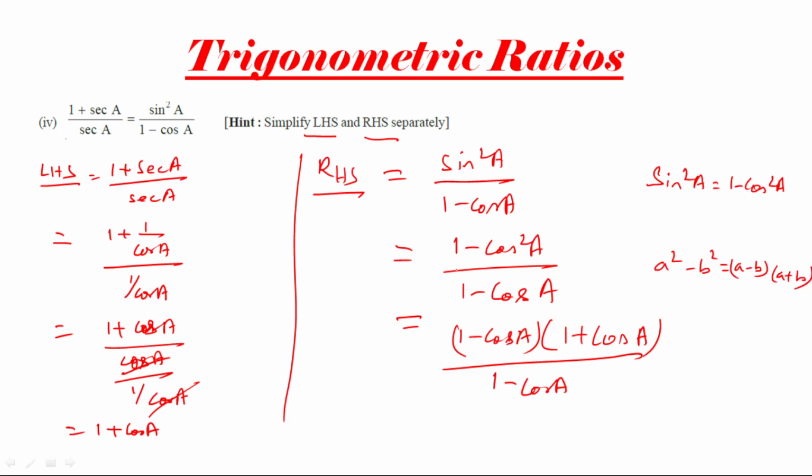So 1 square is equal to 1 only. Okay, so 1 is written as 1 square. So A is equal to 1 and B is equal to cos A. Now this 1 minus cos A, 1 minus cos A has got cancelled, and we got 1 plus cos A. So now what we have seen? We have seen that LHS is equal to 1 plus cos A, and this is also equal to RHS. Hence proved.